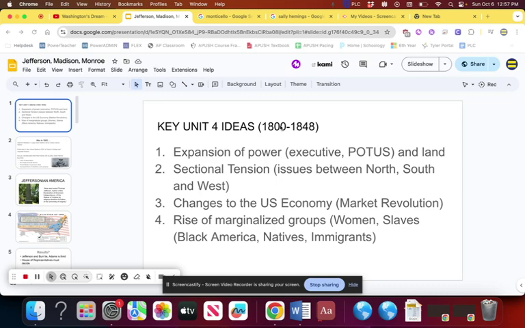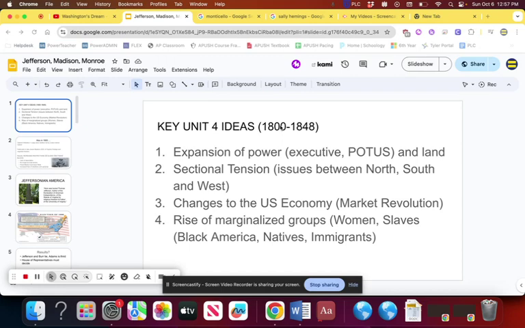The United States is going to go through a time period of expansion of power. The executive branch and the president are going to increase their power dramatically, a little bit under Thomas Jefferson, but a lot under Andrew Jackson. We're also going to expand territorially, like we see the Louisiana Purchase, the Mexican Cession, the annexation of Texas, and we eventually have our borders with Maine and Oregon settled in this unit as well.